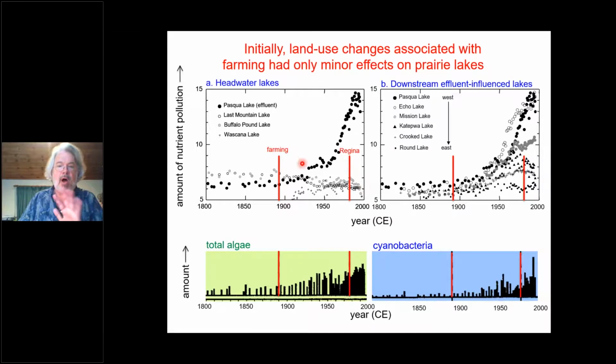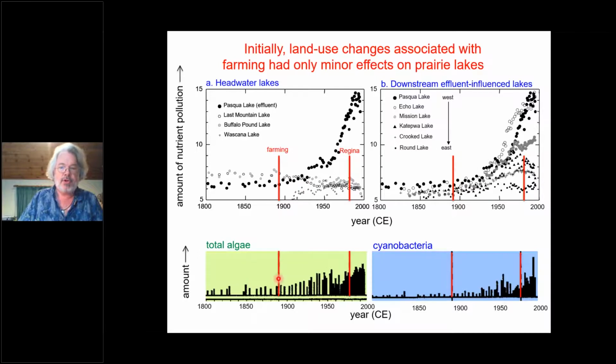And here's the plot for some of the lakes, and the western lakes here, generally speaking, headwater lakes or upstream lakes, and then the downstream lakes here. The difference is this black one, which is Pasqua Lake, which is the first one to receive wastewater from the city of Regina. And what you see in Last Mountain Lake or Buffalo Pound, or even Wascana, the reservoir, is very little change, and there's virtually no change at the onset of farming in the 1890s. Farming just didn't make that much of a difference, at least early on.